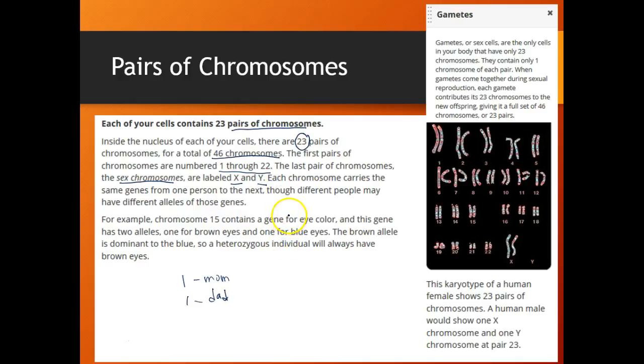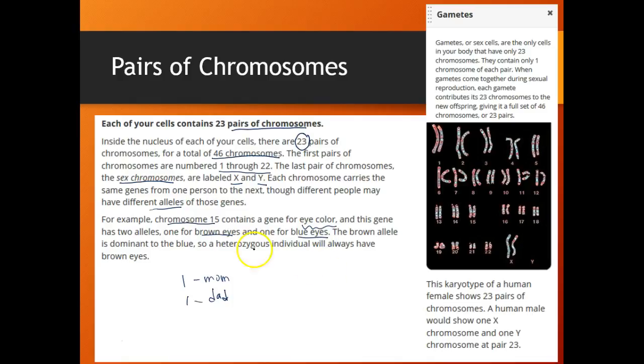Each chromosome carries the same genes from one person to the next, though different people may have different alleles. So every single human being generally has a pair for each chromosome that have the same exact genes. But obviously we don't all look the same, so we must have different alleles for those genes depending on what our parents gave us. So for example, chromosome 15 contains a gene for eye color, and this gene has two alleles. We have one for brown eyes and one for blue eyes.